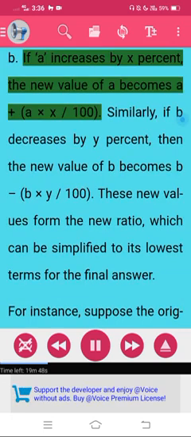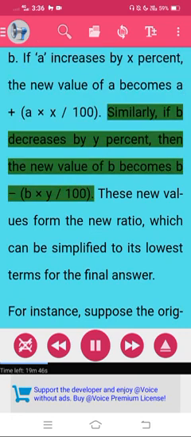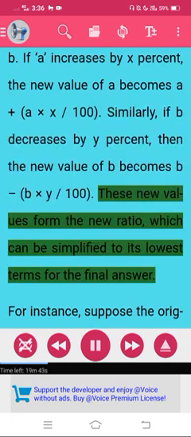If A increases by x%, the new value of A becomes A plus A times x over 100. Similarly, if B decreases by y%, then the new value of B becomes B minus B times y over 100. These new values form the new ratio, which can be simplified to its lowest terms for the final answer.